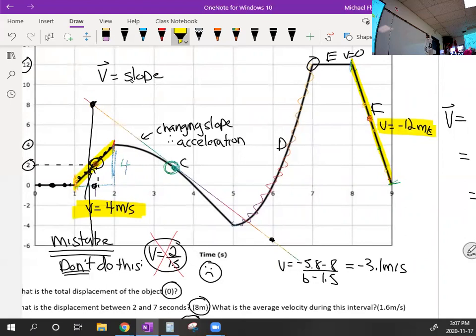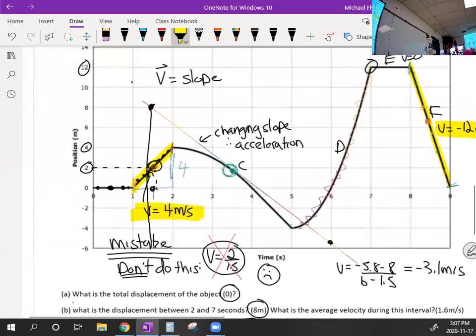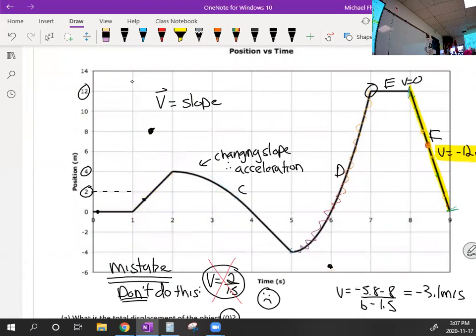All right, position time graphs, there you go. Now, there's one more question for you, and it's question F here. During which intervals is the acceleration 0, positive, or negative? Okay, I'm going to erase a lot of this. We already know that a changing slope means there's acceleration. And if the line is straight, that means the acceleration is 0 because the velocity is not changing.